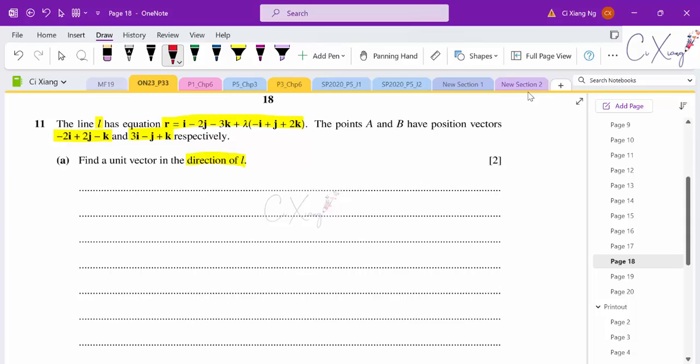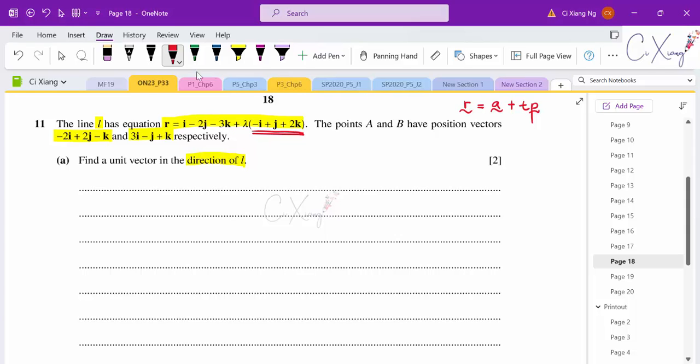Basically, for any vector equation, the general formula is r equals a plus tp, where t is an unknown or a variable, a value that we still don't know yet. What's the meaning of a? a is the passing point that lies on the line. Then p is the direction of the line. They're asking for the unit vector in the direction of L, so first we have to figure out the direction of the line L. Lambda is the unknown, so this particular vector here will be the direction of L.